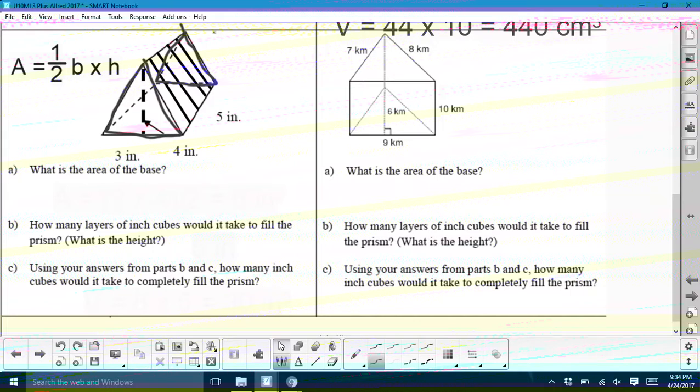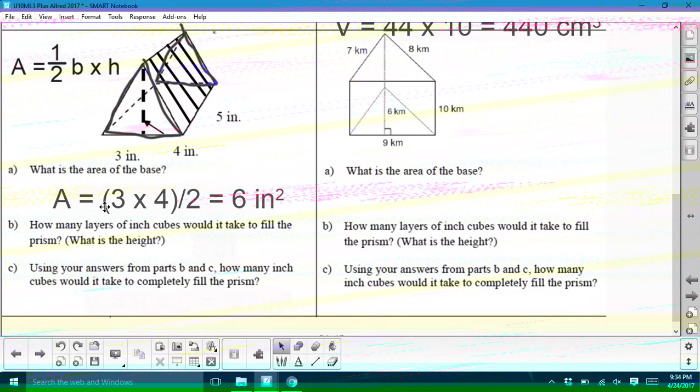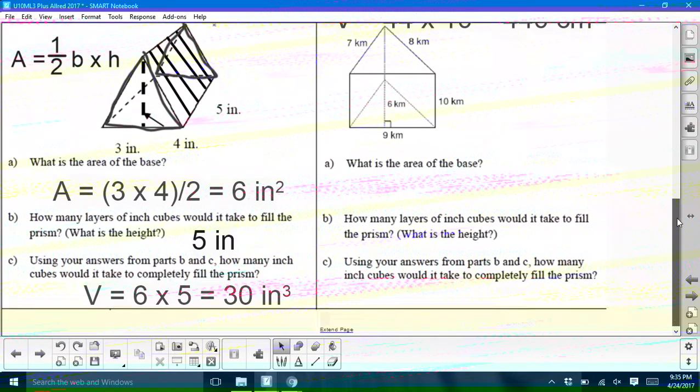Okay, I can find its volume by finding the area of the base first. For a triangle, I do 1/2 base times height. I did 3 times 4. That's 12 divided by 2 is 6. It's 5 inches tall from one triangle to the other, from base to base. And 6 times 5 is 30 inches cubed.